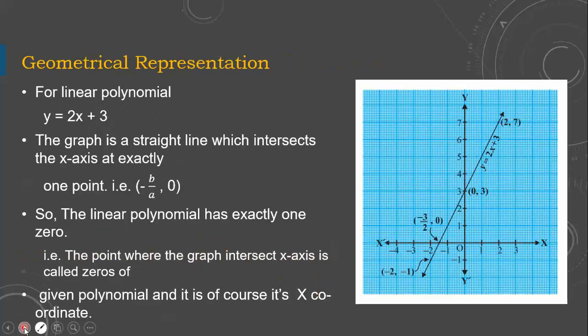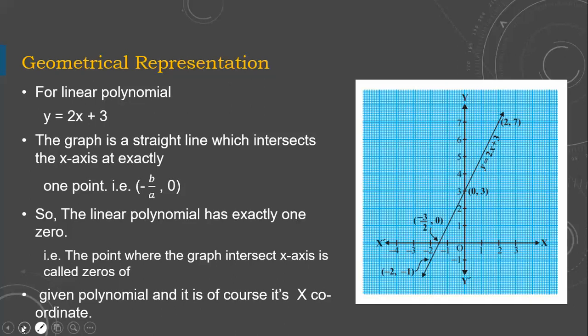Now we will see the geometrical representation. It's very interesting and important: as we draw the graph of the polynomial, how it looks and what the nature of the graph is. From the graph we can say many things about the polynomial. In this chapter we are not going to see the details of this geometrical representation; it's just an overview. Now let's get started. First we will take a linear polynomial.